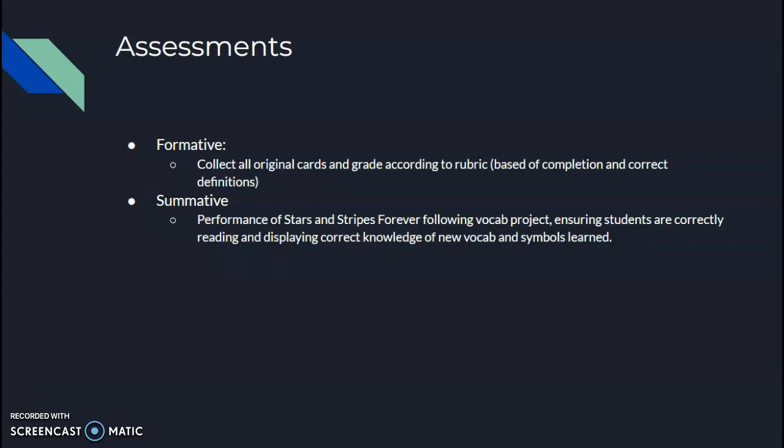Next, for my summative assessment, I would just listen to how they performed Stars and Stripes Forever. If they did the vocabulary project correctly, then they should be performing these symbols, paying attention to the words correctly and applying them when playing the piece. From there, I would then fill out a rubric, give them an overall grade, just listen to how they do and then give them feedback on it.